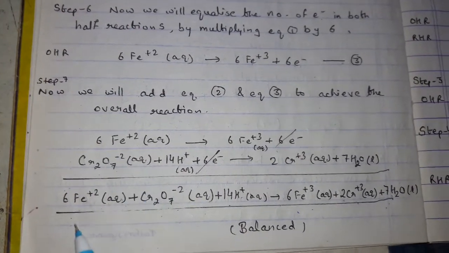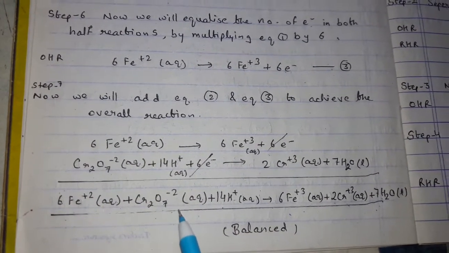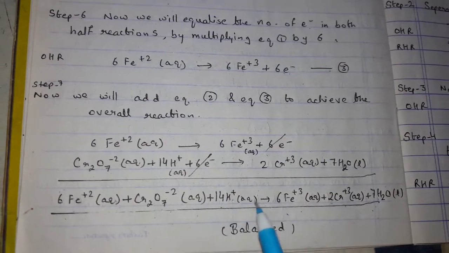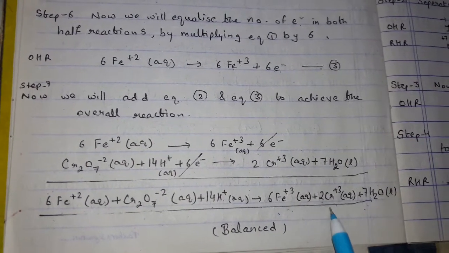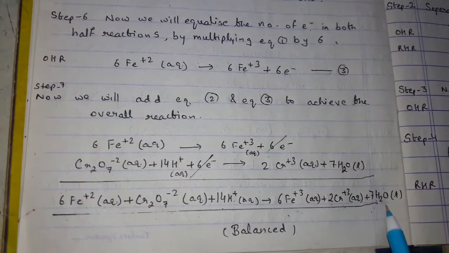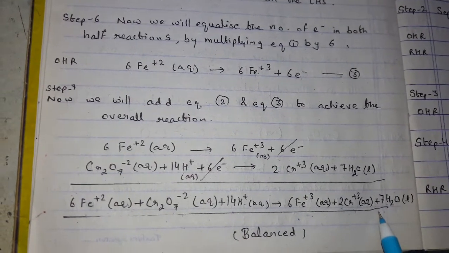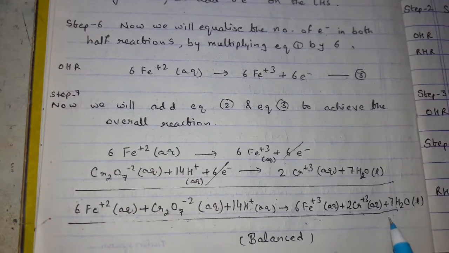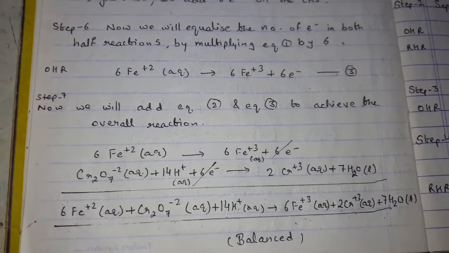We get 6Fe2+ plus Cr2O7 2- plus 14H+ ions gives 6Fe3+ plus 2Cr3+ plus 7H2O. This is the balanced redox reaction which is given in acidic medium, and we balance it by half reaction method.